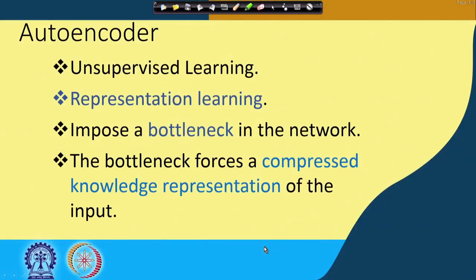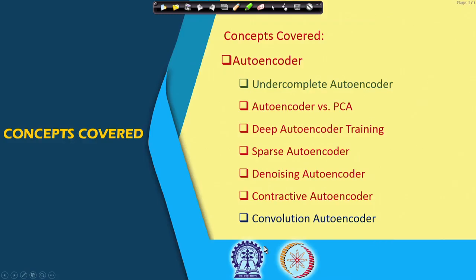Since our previous class, we have started discussion on autoencoders. What we discussed in our previous class is what an autoencoder is, and a particular variant of autoencoder that we have introduced, which is known as the undercomplete autoencoder.